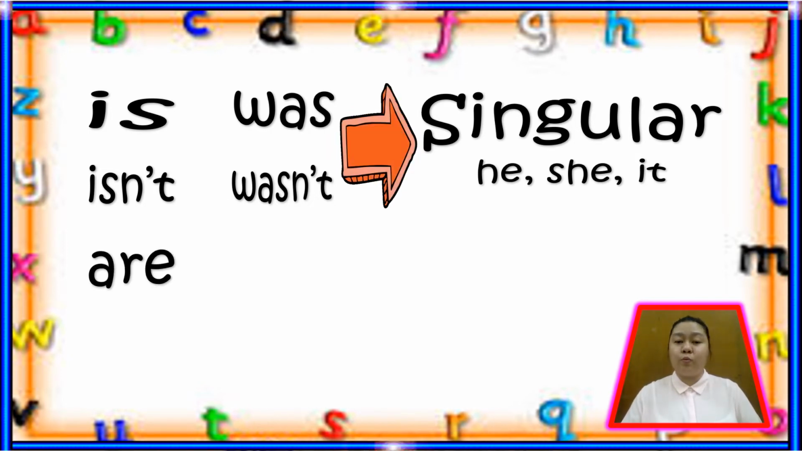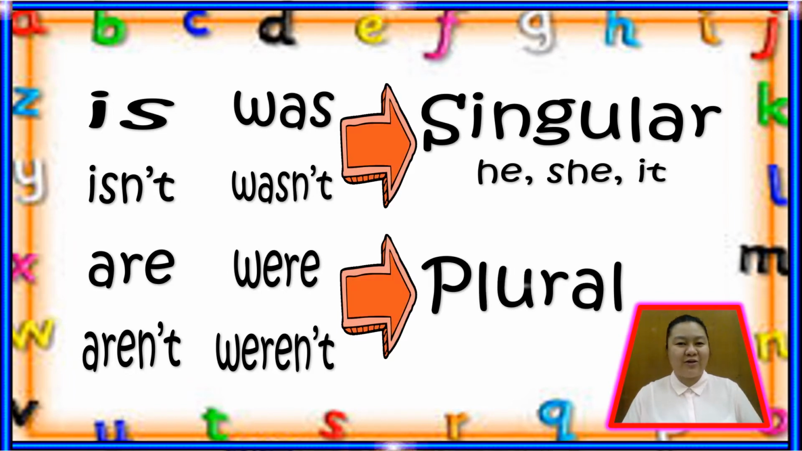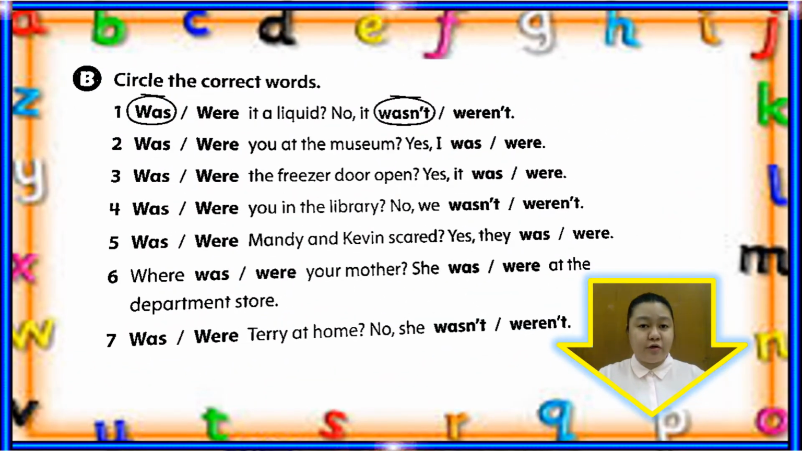Now, are will become were, aren't will become weren't. Now, were and weren't are used if we will be using the plural form of our pronoun, if it's two or more. If we will be using you, we, or they, then we will use were and weren't. So was and wasn't is for singular, and were and weren't is for plural. On page 32 of your workbook, letter B, circle the correct words. So we will be choosing if it's was or were, wasn't or weren't.